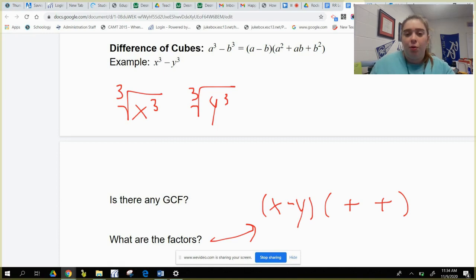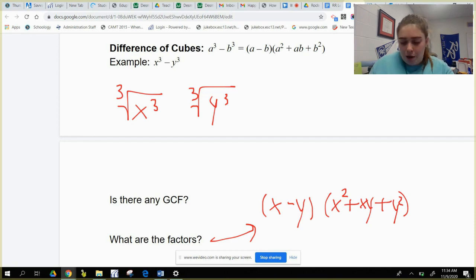Okay. And then all we have to do is first list the squared version of that first variable. So instead of x cubed, it's going to be x squared. And then in the middle, we're going to multiply those two terms together whenever we cube root them. So we had x and y, so it's just going to be x times y in the middle. And then that last one is going to be the second term squared, so y squared. Okay, so those are the factors for that. I have a binomial and a trinomial. That one's pretty easy. We didn't deal with any numbers.